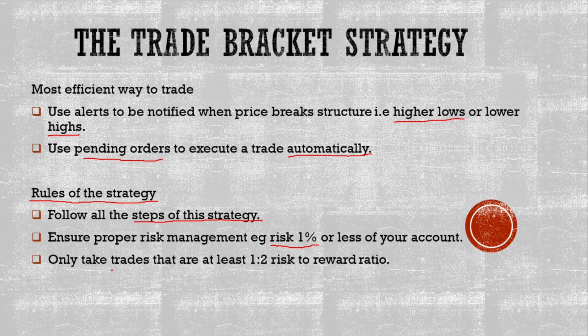Next, let's talk about the other rule: only take trades that are at least a 1 to 2 risk to reward ratio. What a 1 to 2 risk to reward ratio means is, if I risk, let's say, $10, I'm expecting to get $20 in return. If I risk $30, I'm expecting to get $60 in return. That's what a 1 to 2 risk to reward ratio means.